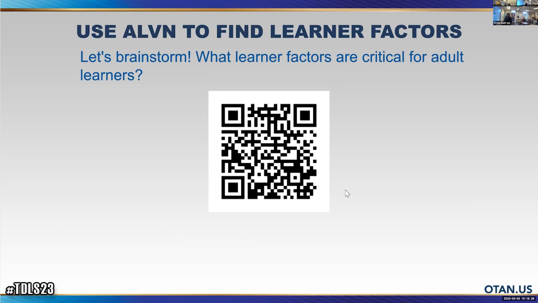Okay. I also have a cold, so that might be affecting my sound. I have this QR code for you, and if you scan it, it should bring up a tool called Mentimeter, where you can answer this question: use ALVN to find learner factors. We're going to ask you, what are some critical learner factors for a learner? Let me know if the QR code is working, please. The question should be, what are some critical learner factors?